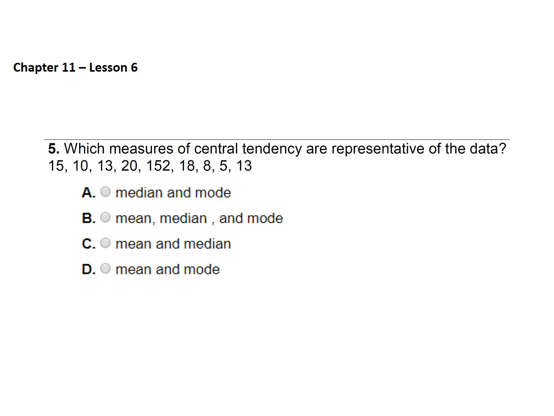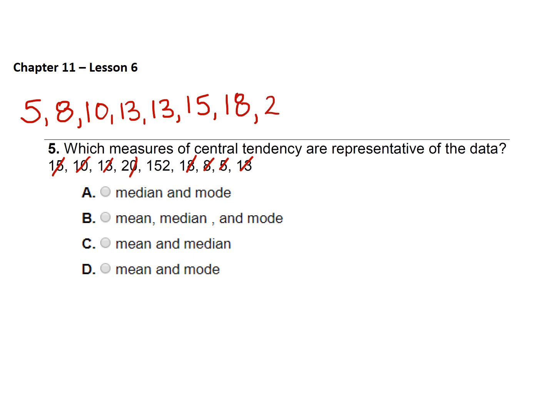Question 5. Which measures of central tendency are representative of the data? All right, so let's put this data in order. We have 5, 8, 10, 13, 13, 15, 18, 20, and 152.